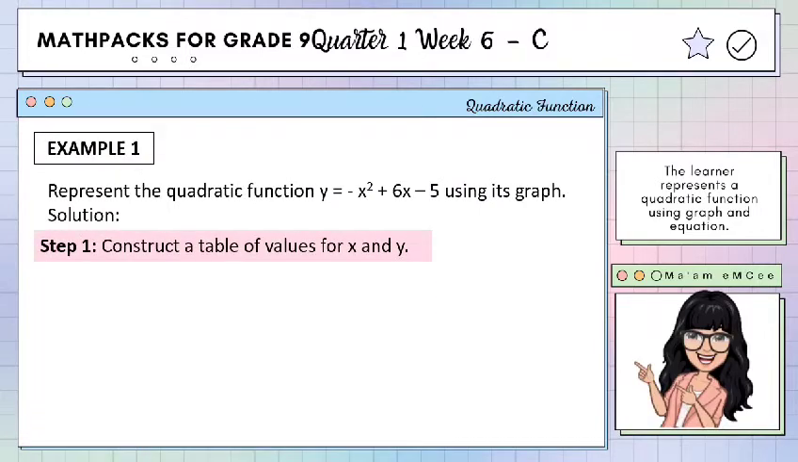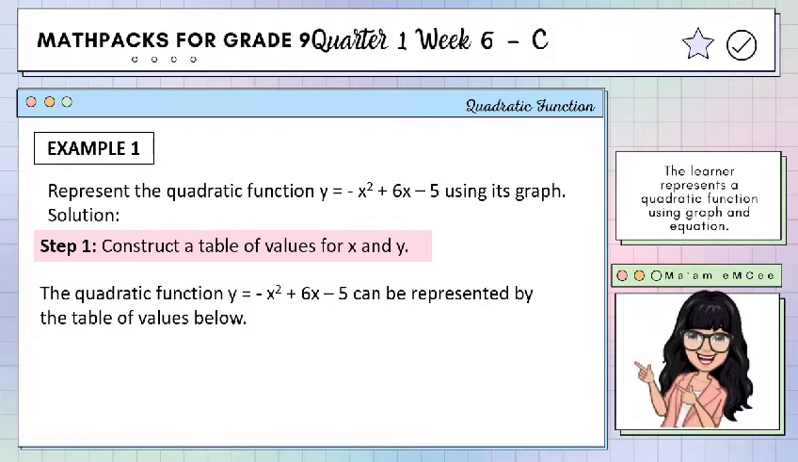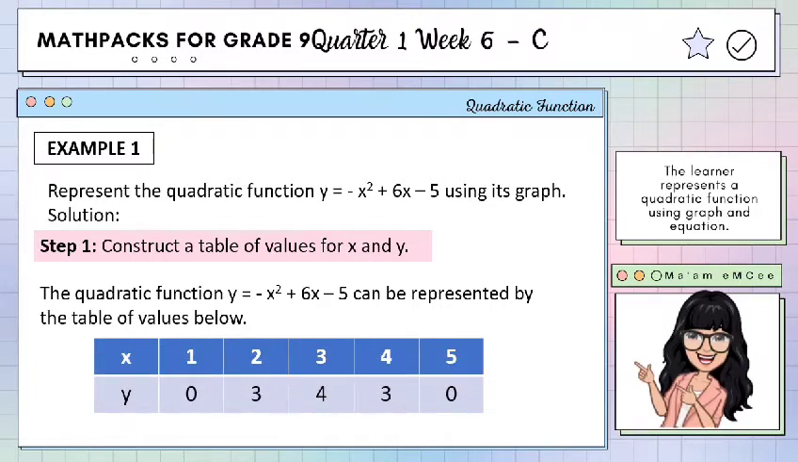So represent the quadratic function y is equal to negative x squared plus 6x minus 5 using its graph. So here is the solution. So step 1 again is to construct a table of values for x and y. The quadratic function y is equal to negative x squared plus 6x minus 5 can be represented by the table of values below. So we have here two rows of values. We have the values of x and the values of y. For your x, we have 1, 2, 3, 4, and 5. And then for your y, we have 0, 3, 4, 3, and 0. Now, how did we get these values?